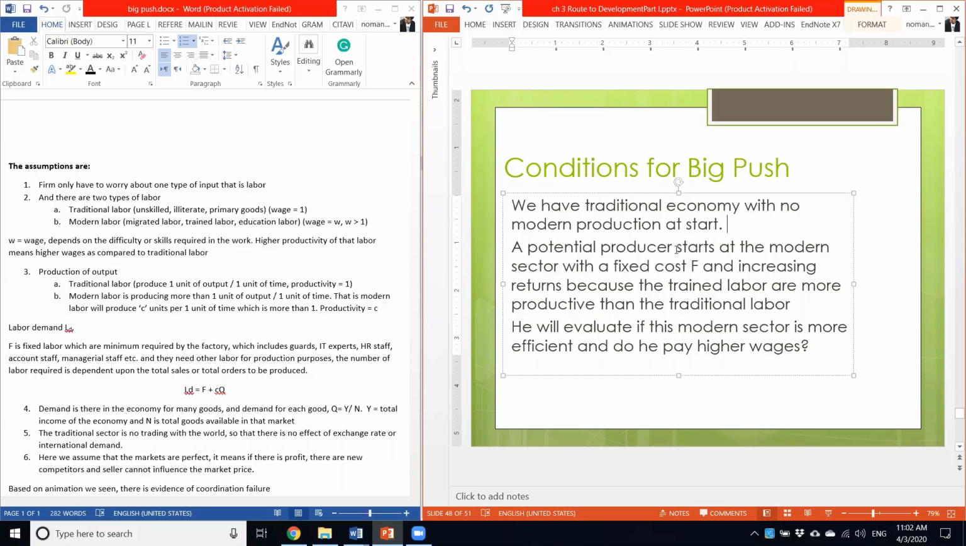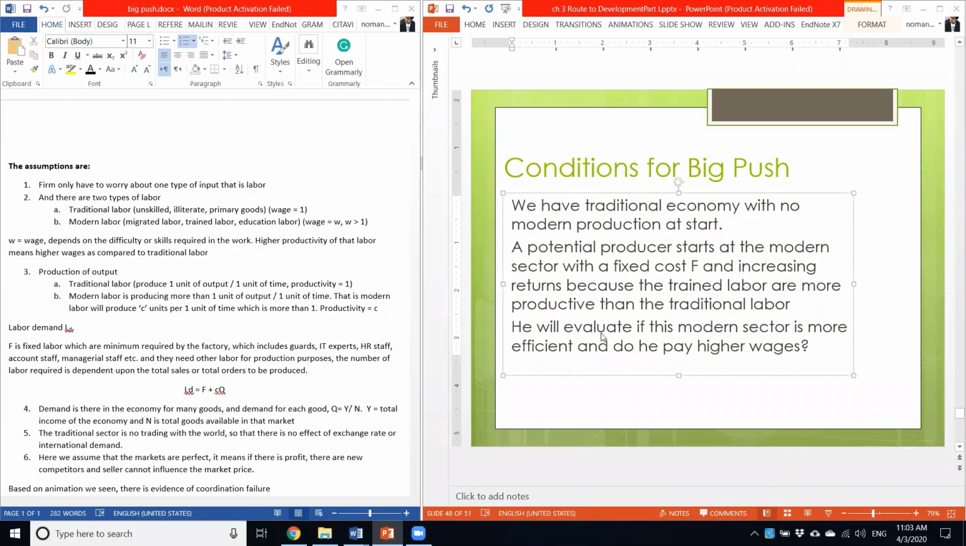So a potential producer starts in the modern sector, starts the modern production with the fixed cost F. The fixed cost we already discussed is the staff that are needed for the business to work.